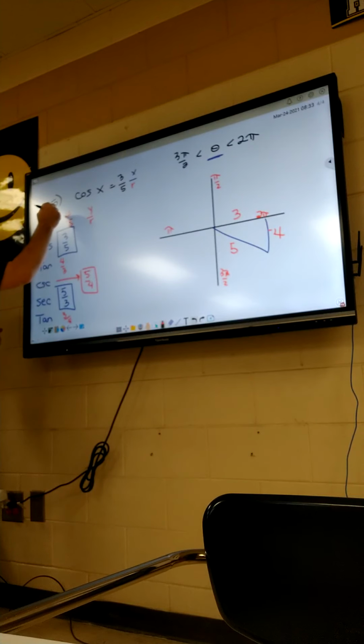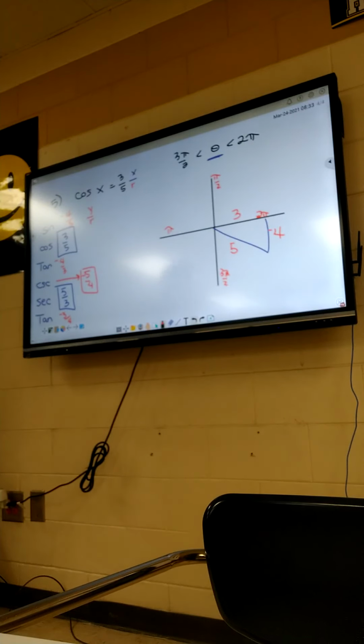All right, that one's now -4 over 5. That one's -4 over 3. Got a negative there and a negative there. And I just always put my negatives up top. Thank you, Mom. What'd I mess up? Tangent, that one's cotangent.